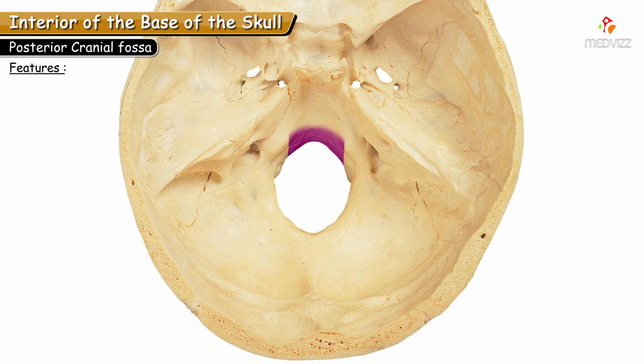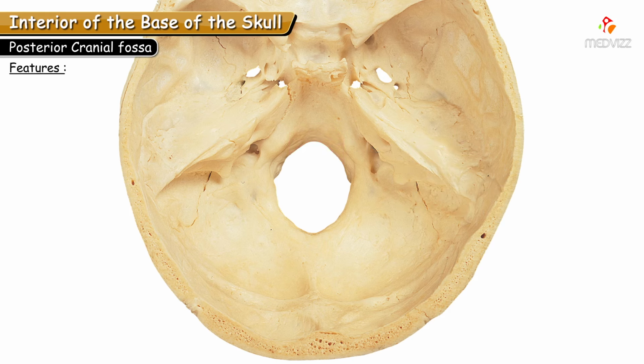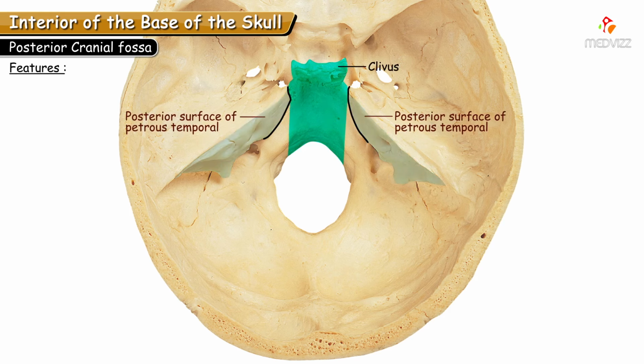The lower part of the clivus, which forms the anterior margin of the foramen magnum, gives attachment to the membrana tectoria, the superior longitudinal band of the cruciform ligament and the apical ligament of the dens, which is a ligament from the dens or odontoid process of the second cervical vertebra.